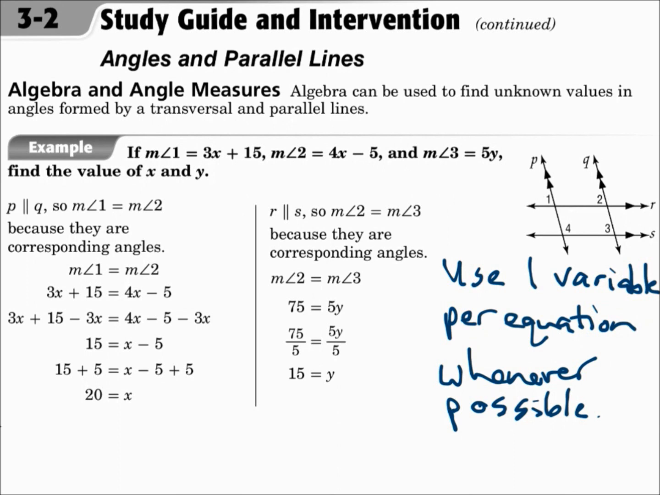When you're working on these, make sure that you're using just one variable per equation whenever possible. Keep your x's together in one equation, your y's together. You don't want x's and y's in the same equation, or else you'd be having to solve a system of equations. Most of the ones you'll see here, if not all of them, you'll be able to use one variable per equation. So just keep an eye out for those, pair them up. Are they equal, or do they add up to 180?